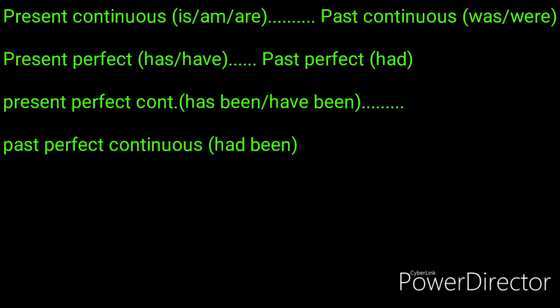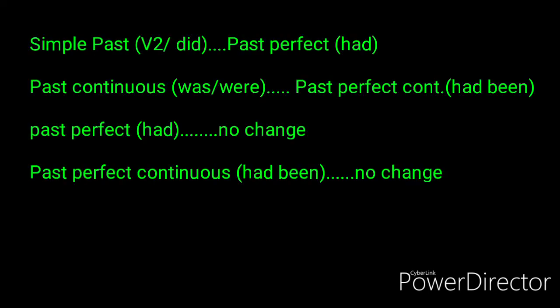Is, am, are is changed into was, were. Has or have is changed into had. Has been or have been is changed into had been. Do, does is changed into second form. Do not, does not is changed into did not. And first form is changed into second form. S or es form of verb is changed into second form. Learn these rules. Next, simple past tense.